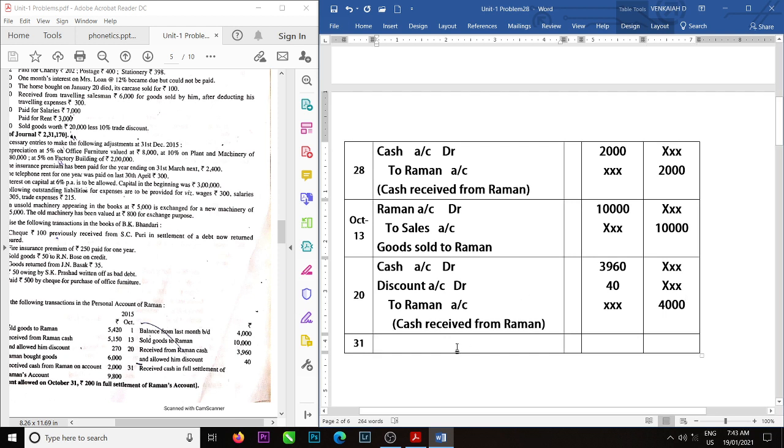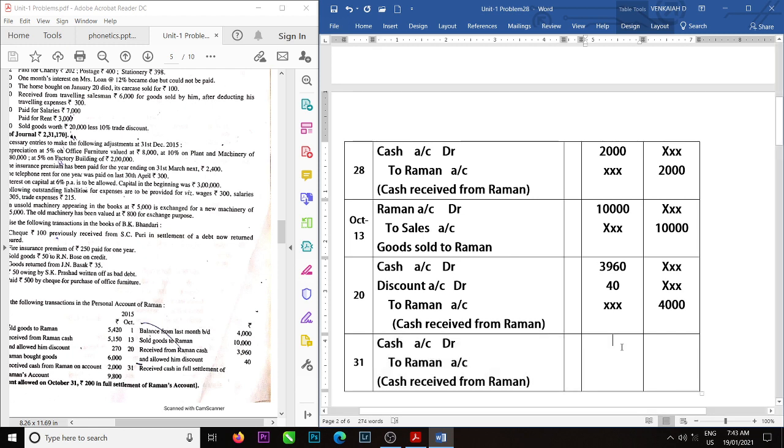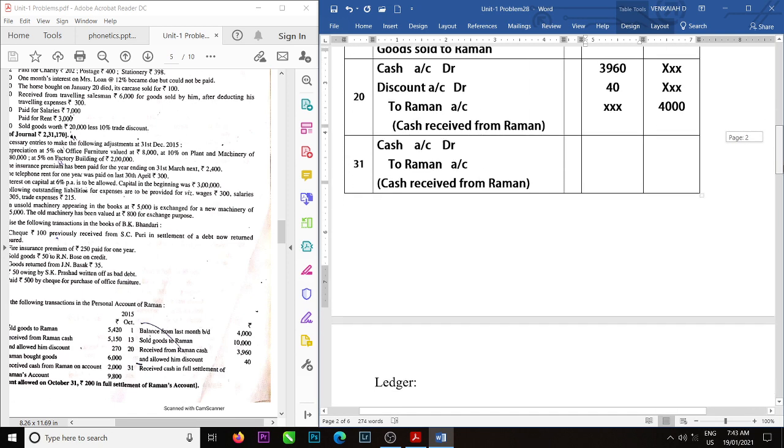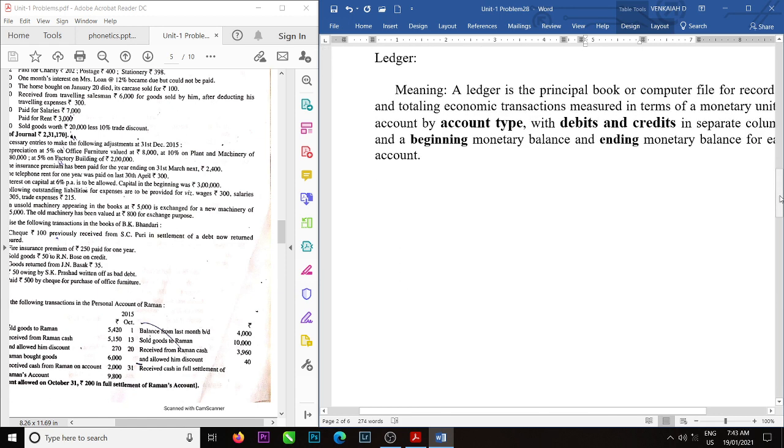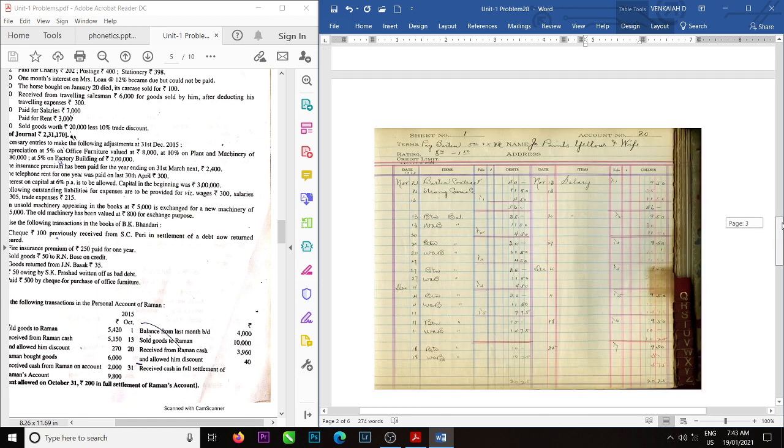Next, received cash in full settlement of Raman account, 9800. So, same entry. The amount we will write later. We will find the Raman account and later we will find the balance. From the balance, we received only 9,800.